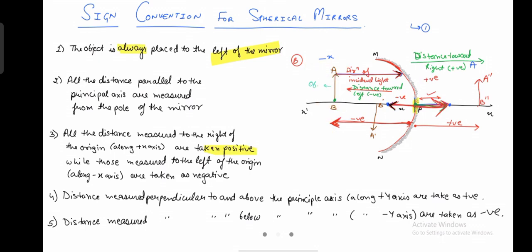Okay. Then distance measured perpendicular and above the principal axis. Above the principal axis means this AB, this is above the principal axis, this is going to be taken as positive, that is in the positive y-axis, because we know if I make y-axis over here, then this will be the negative y and this will be the positive y, right? So just like that, all the distance above the principal axis will be taken as positive, while you can see over here I have made A dash B dash, right? This A dash B dash will be taken as negative. Why? Because first of all, it is below the principal axis, second of all, it is towards the negative y-axis. That simple is the sign convention of the spherical mirror.